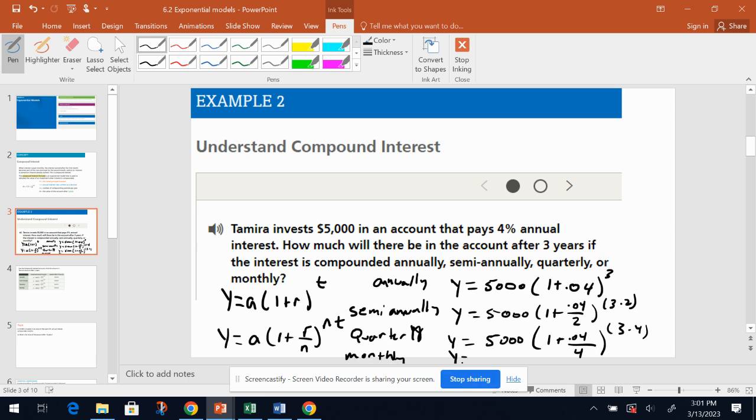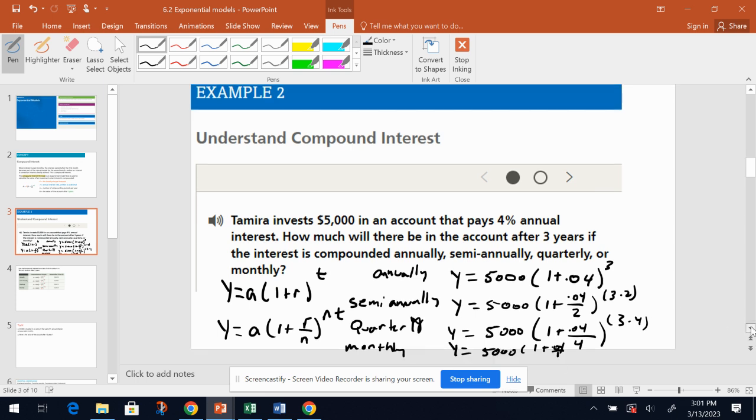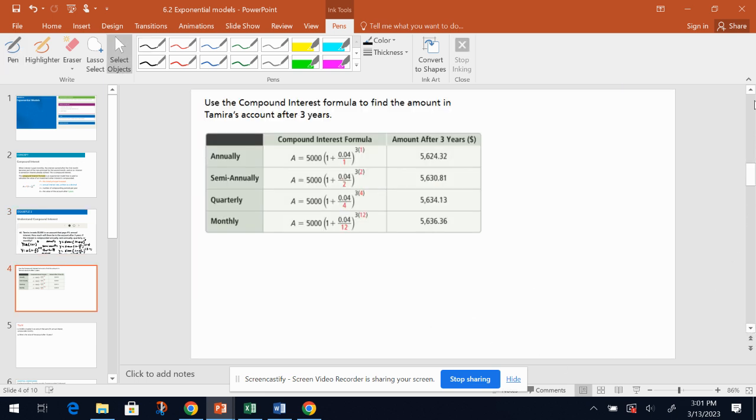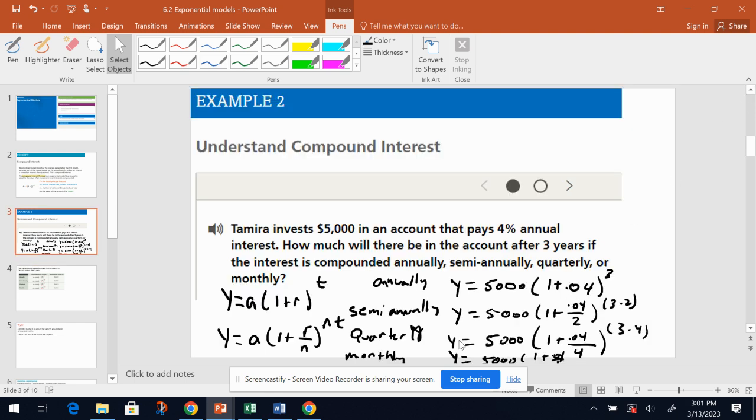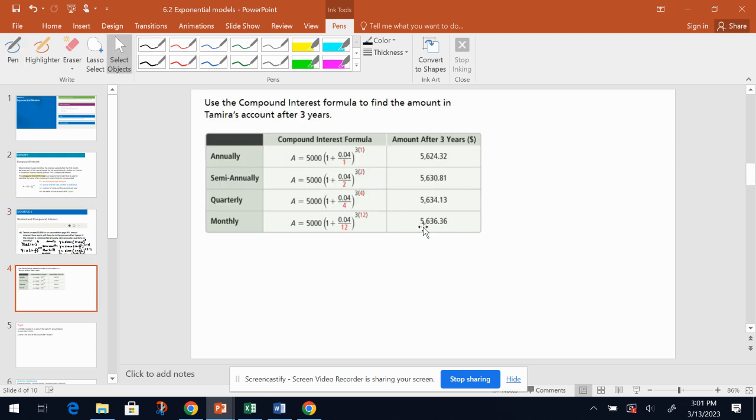and that would be y equals 5,000 times (1 + 0.04/12), running out of room here, raised to the 3 times 12 power. Okay, and you're going to notice on this next slide, all of the math is done for us. Okay, so you notice as it's compounded more frequently, the value gets larger.